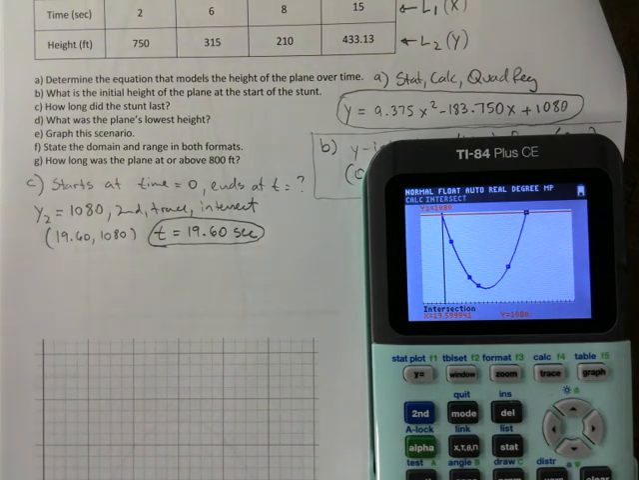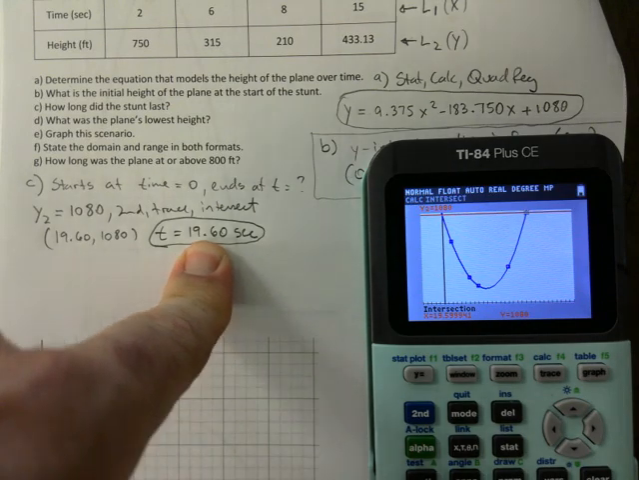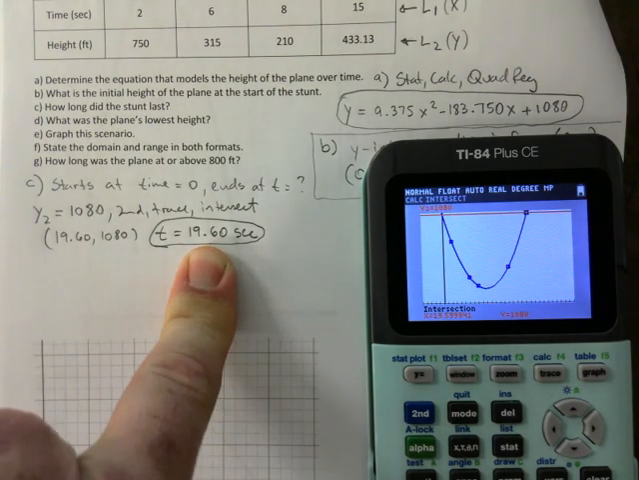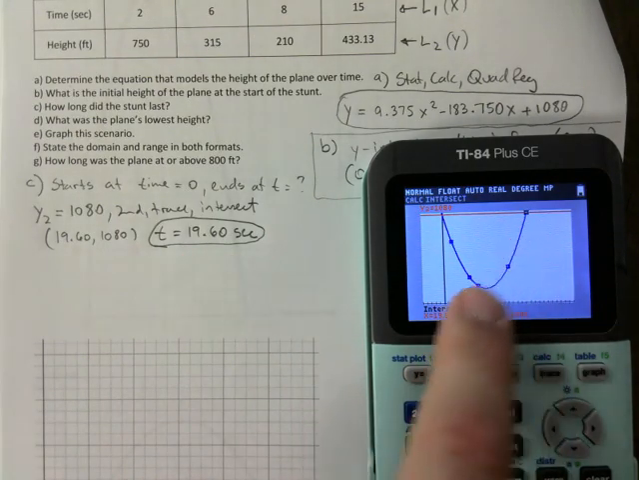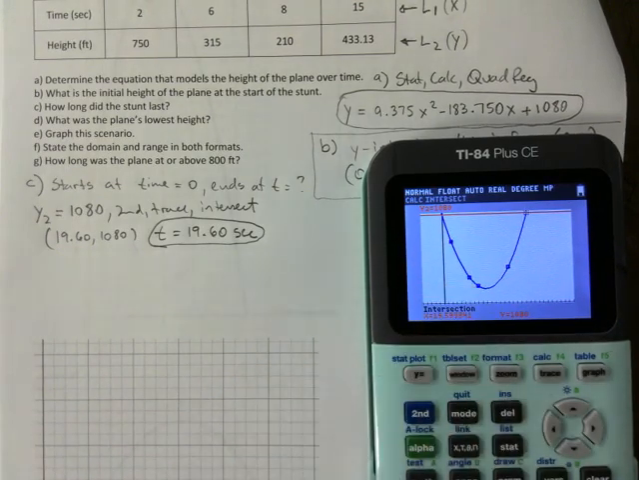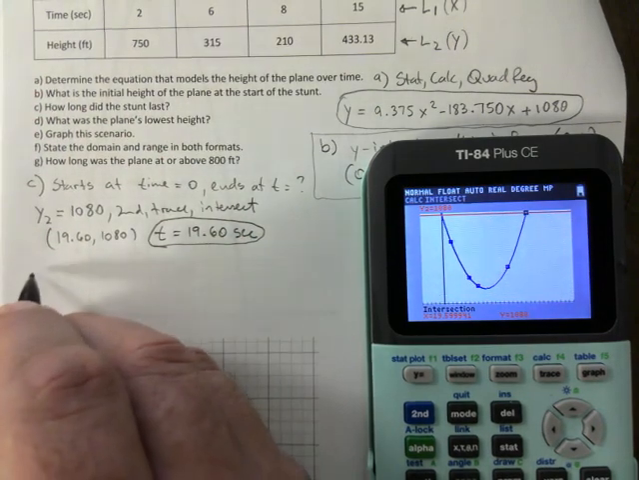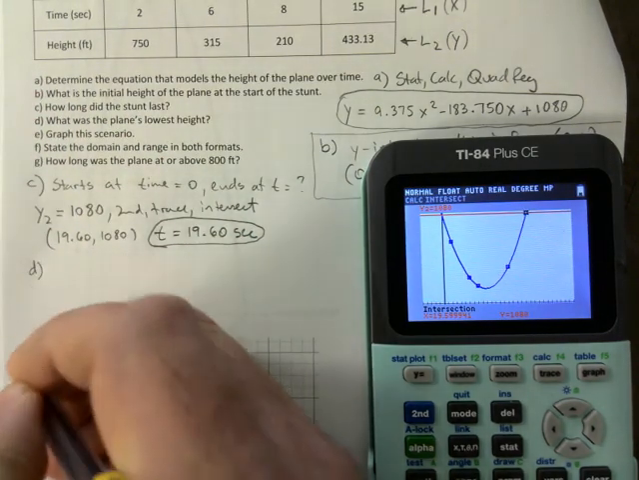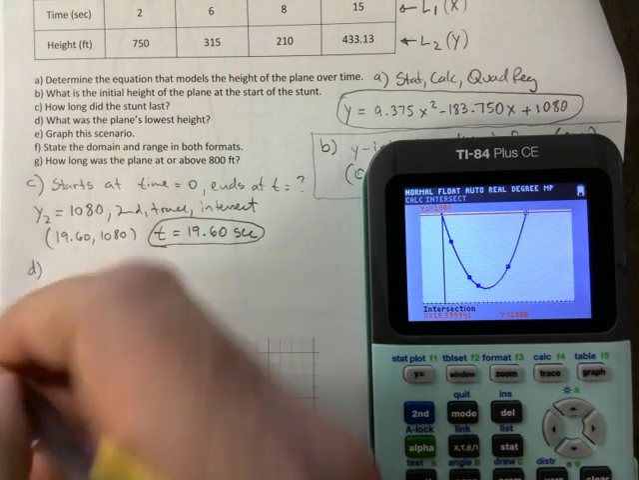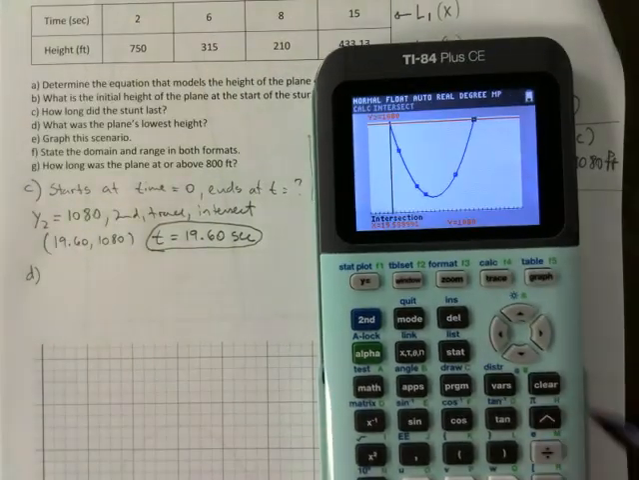So from initial height, dipping down back to 1080 takes us approximately 19.60. I have to say approximately because this is just a model, right? The calculator models based on the points that are there. Okay. All right. D. What's the plane's lowest height? How would you find that lowest height? The vertex, right? So the vertex is right here.